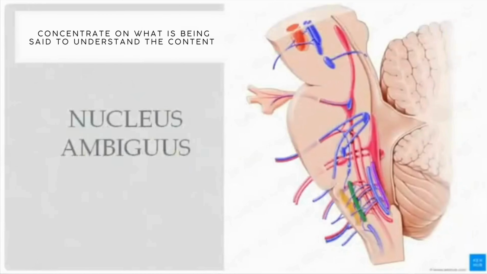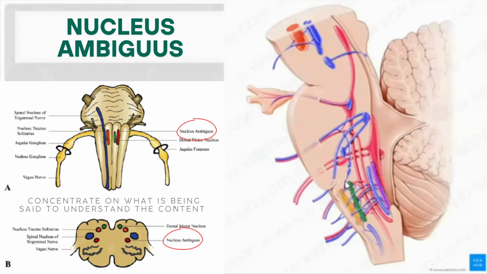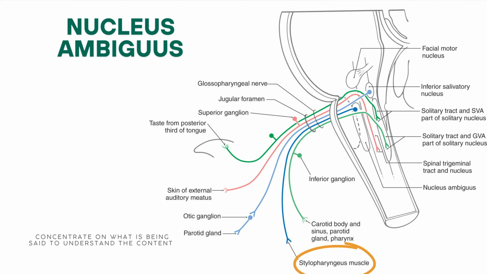Let's see where the nuclei are located. Here you are seeing a sagittal section of the brainstem. This is the midbrain, pons, and then you have medulla. So what we're talking about is nucleus ambiguus, right? So nucleus ambiguus is this. You can see the blue ones are the motor nuclei, the red ones are the sensory nuclei. The green one is the nucleus which we're discussing, nucleus ambiguus, right? Okay, so from here the fibers will be reaching to stylopharyngeus.